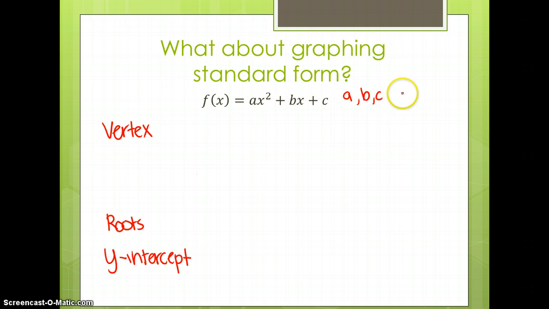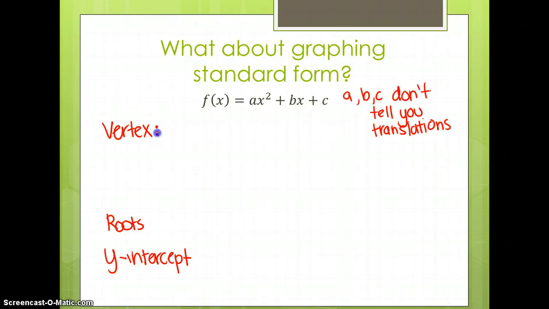A, B, and C, tell you anything about the translations. They don't tell you how much your graph has moved in any way. We talked about that A could tell you whether your graph is opening up or opening down, but again, we don't know right, left. We don't know anything about the vertex. So finding the vertex actually becomes a little more involved here.